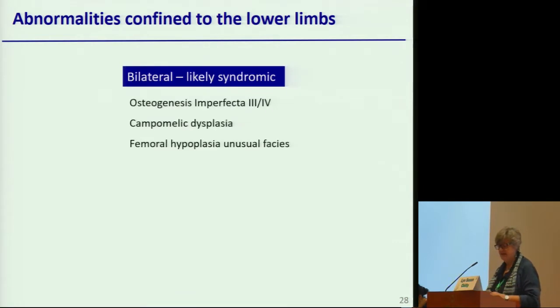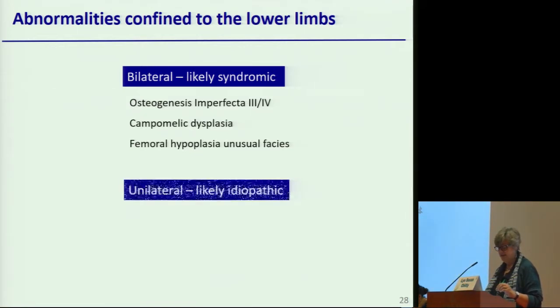IUGR. Now, I want just briefly to think about abnormalities confined to the lower limbs. Okay, so this is when you've got an abnormality. If you've got bilateral abnormalities in the lower limbs, so bilateral bowed limbs, for example, it's most likely to be syndromic. Think about osteogenesis imperfecta types 3 and 4. Think about campomelic dysplasia, and think about femoral hypoplasia unusual facies syndrome.